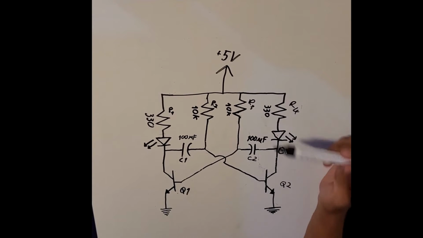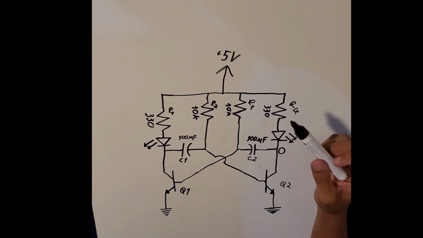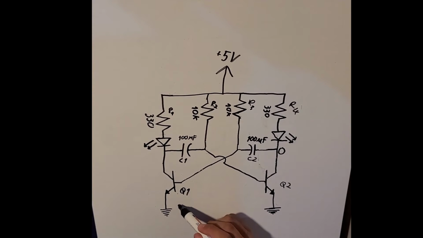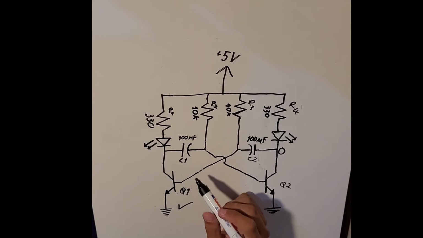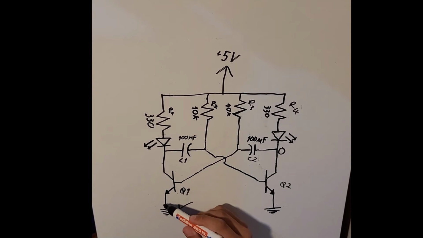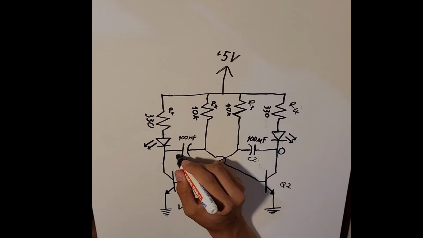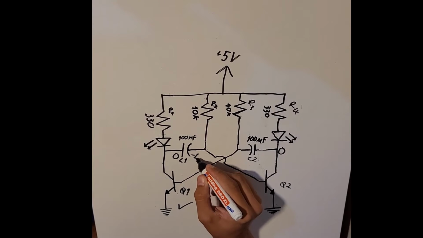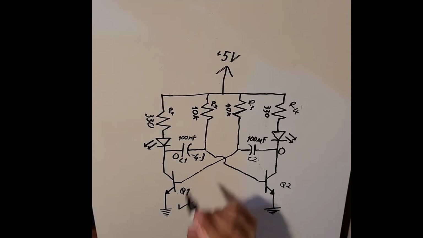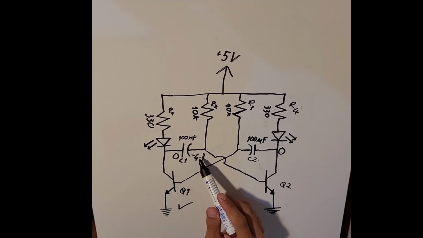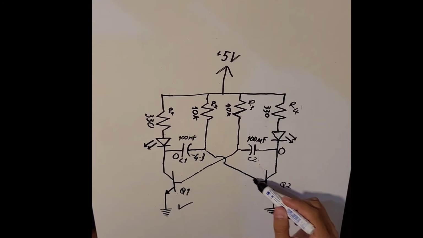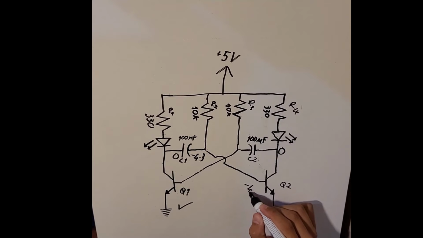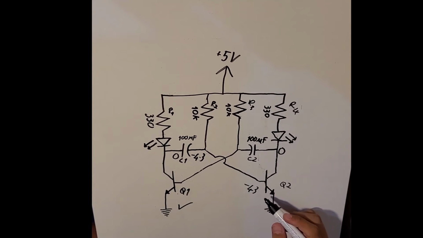Imagine that we stop the time at the beginning of an oscillation period and assume that Q1 is on and C1 is fully charged. As Q1 is on, this line will be connected to ground. Left side of the C1 will be 0 volts. And this side of the C1 will be negative 4.3 volts. I will explain why this is like this. We have negative 4.3 volts here. It's the same line with the Q2's base. So we have negative 4.3 volts here.